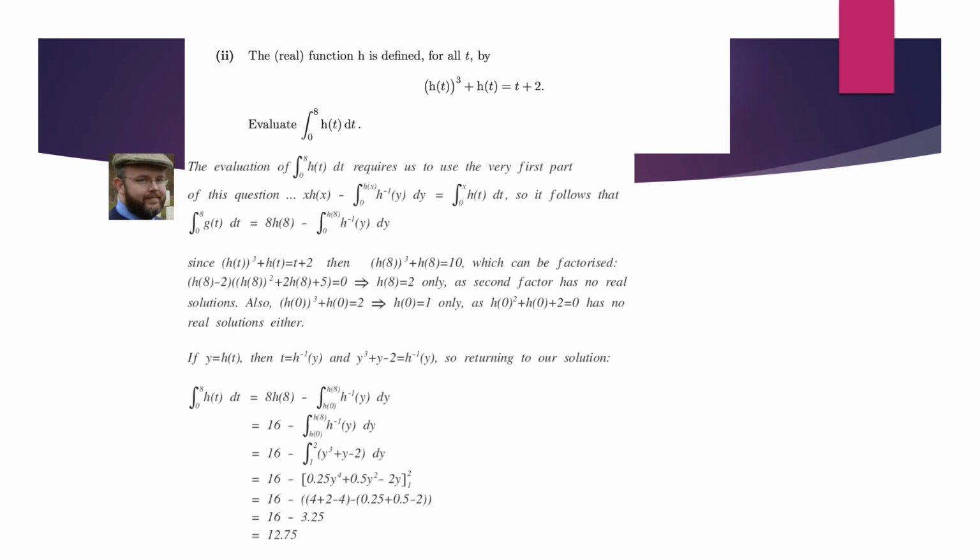And again, it turns out that for this complementary function, we've got m squared plus 2m plus 5, which is going to have no real solution. So we can forget the second factor. We should also check out the value of h of 0. So h of 0 cubed plus h of 0 equals 2 would suggest that h of 0 is equal to 1, and again if you factorise it you'll find that there are no other real solutions. So now we've got the value of h of 8 is 2 and the value of h of 0 is 1. We know the limits of our integral.